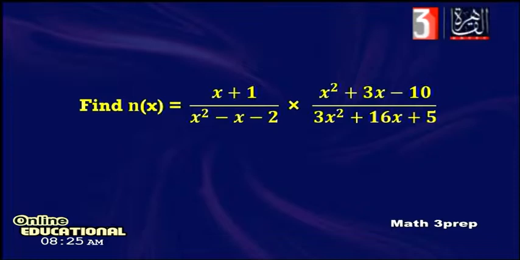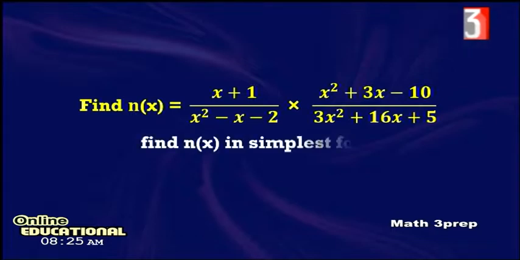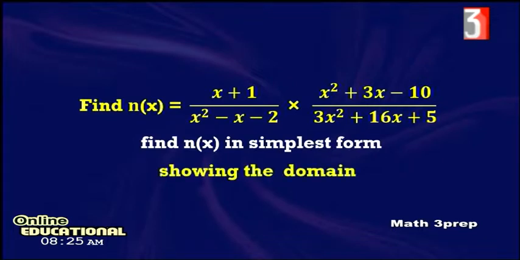Find n of x equals x plus 1 over x squared minus x minus 2, multiplied by x squared plus 3x minus 10 over 3x squared plus 16x plus 5. First of all, we are going to make our factorization. Find n of x in simplest form showing the domain.